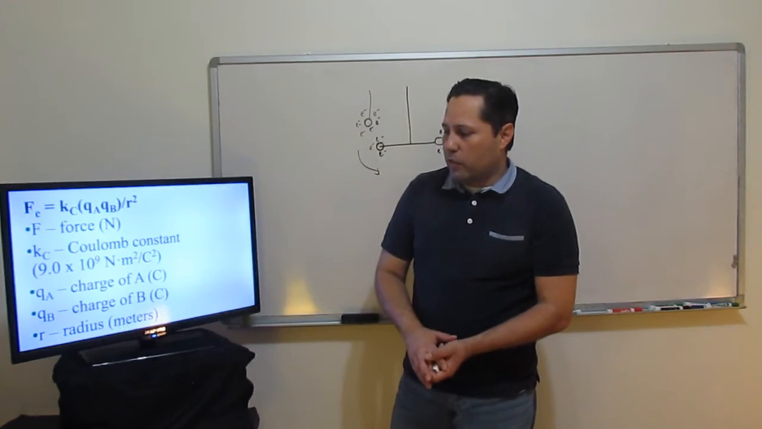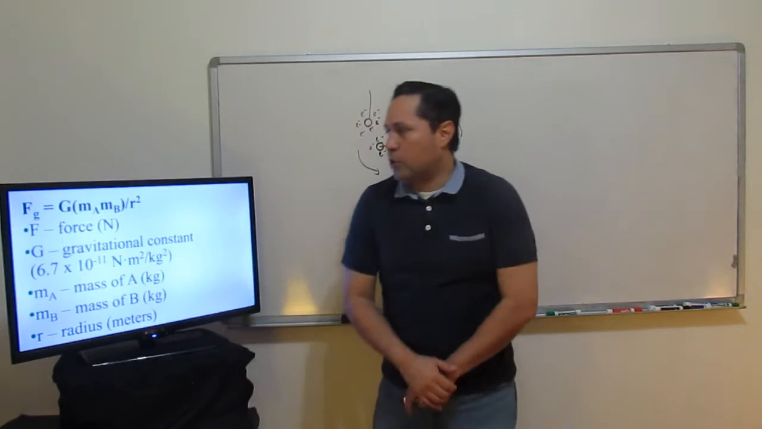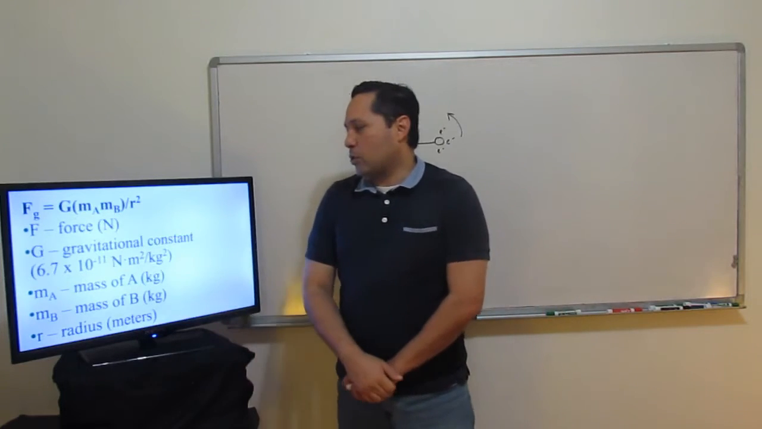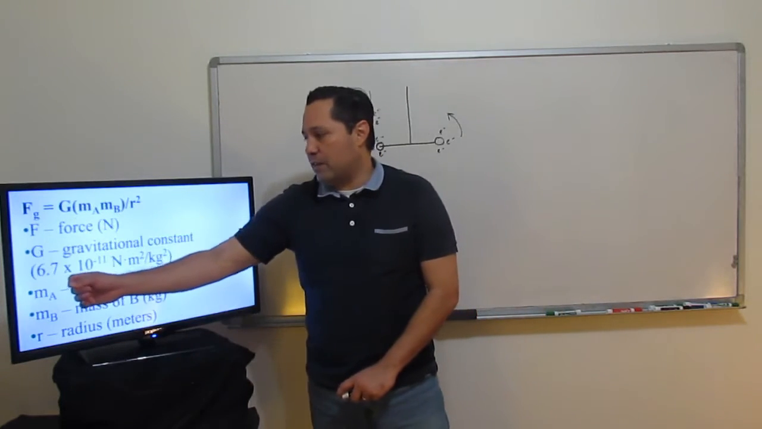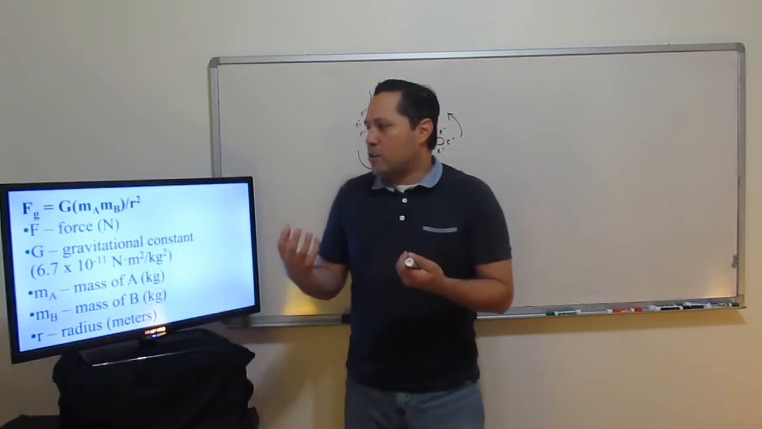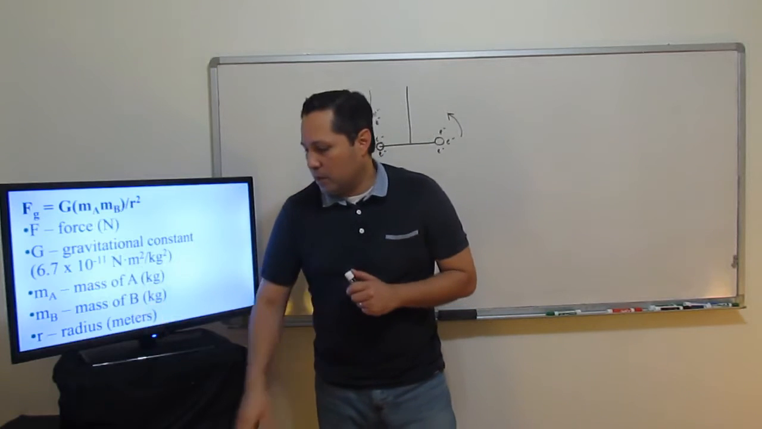Alright, so that is a formula very similar to another formula we've used before. This is the force due to gravity, where G is the gravitational constant, whose value is 6.7 times 10 to the negative 11. MA and MB will be the mass of object A and object B, and R is the distance between them in meters.